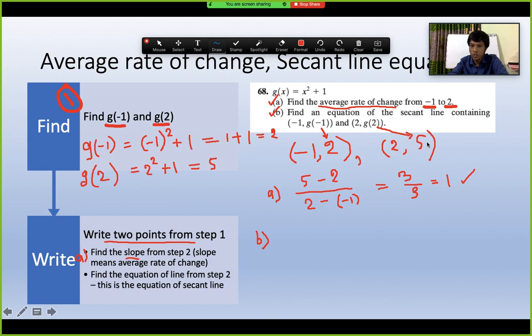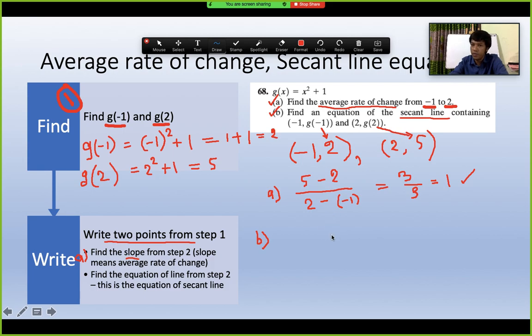This is 2, g of 2 means 5. So that means in the b number they are actually talking about these 2 points, and we have done the calculation actually for them, so we know that these 2 points are exactly the same. And the equation of secant line means the equation of the straight line that connects these 2 points. So we'll just try to find out the equation of the line.